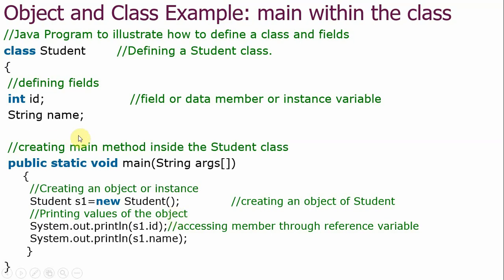Okay, so how to print the values of a class. Here these are the variables, right? int id, String name. How do we access them? Outside of the method we can define them, and we access them with the help of an object only.